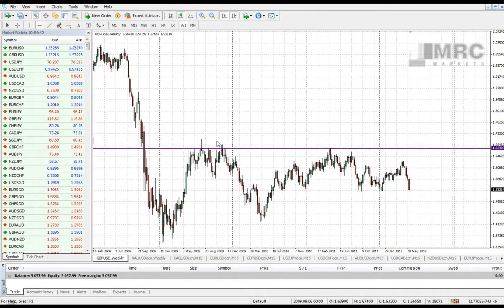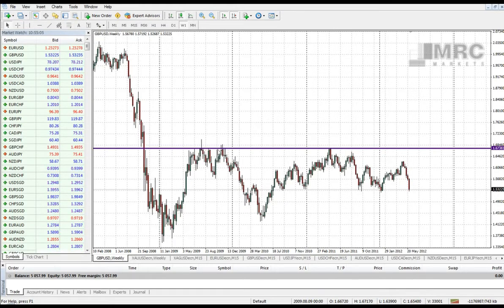A resistance line is where price comes up to a certain price level and fails to break above, and we've had multiple sellers come in at a certain level. So here's a typical example of a resistance level. This is on the GBPUSD weekly chart. This is around the 1.6738 level.